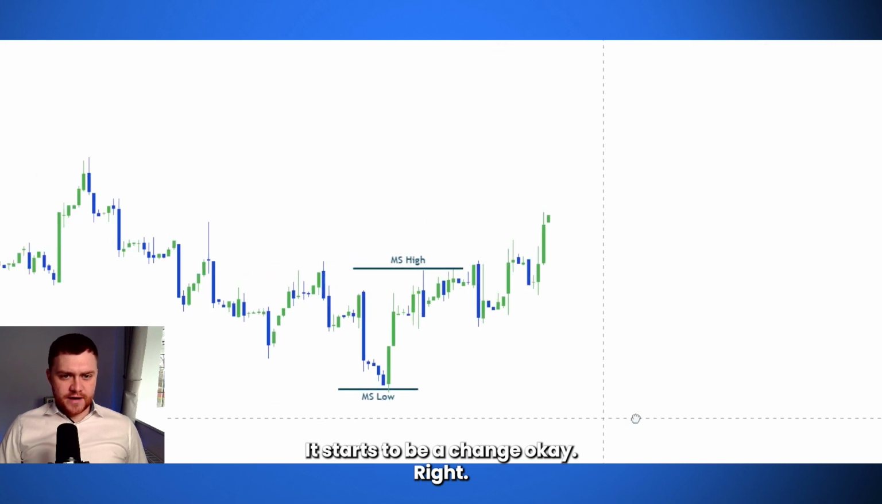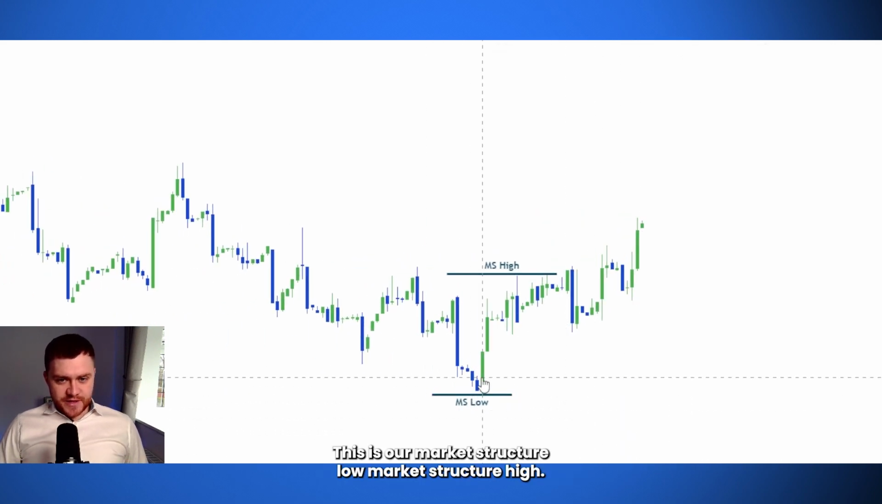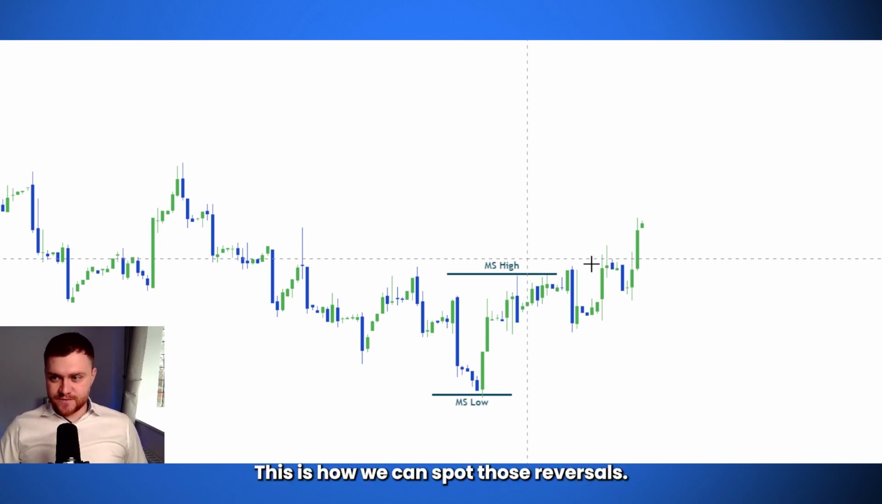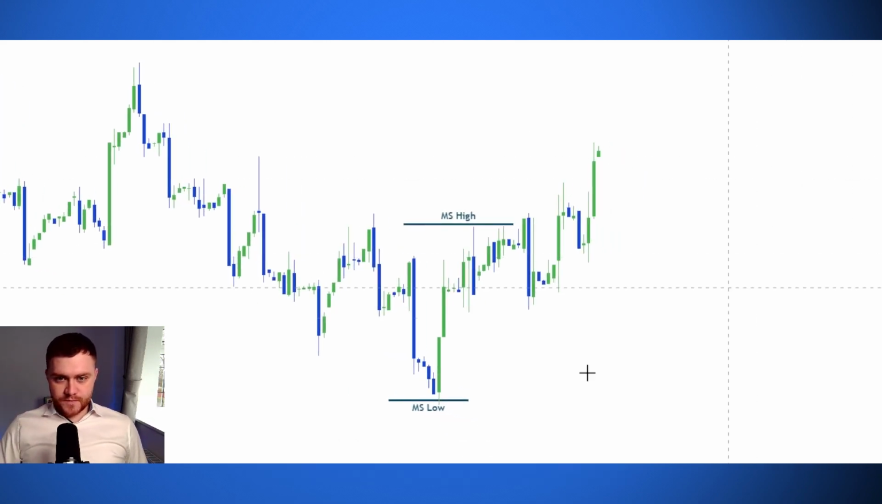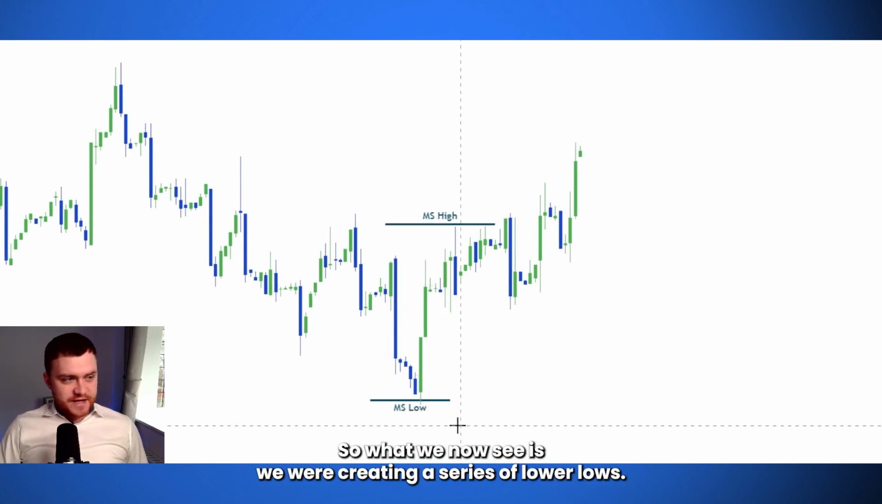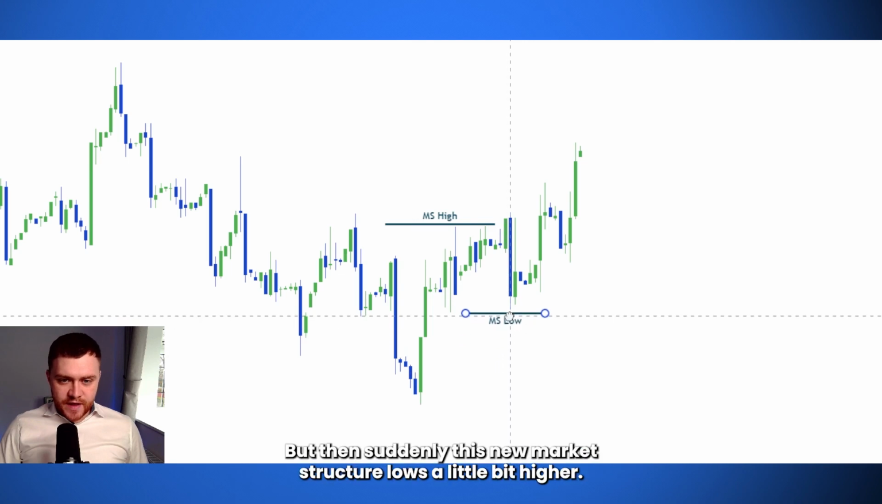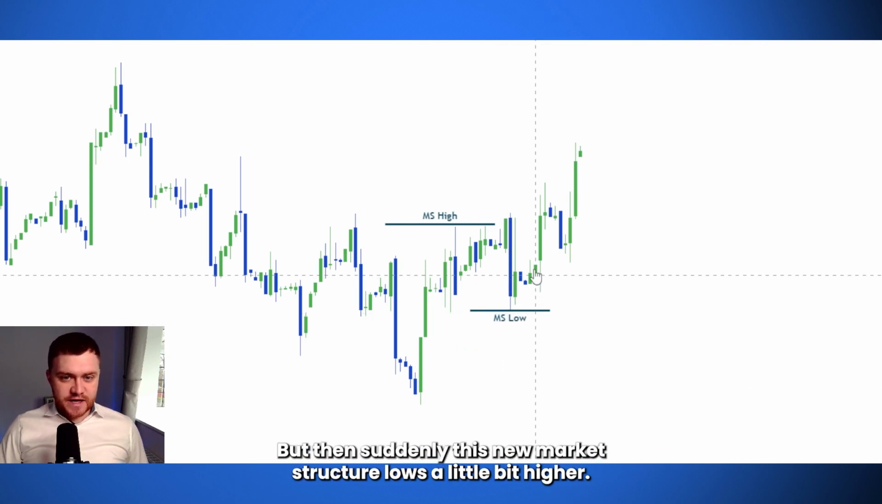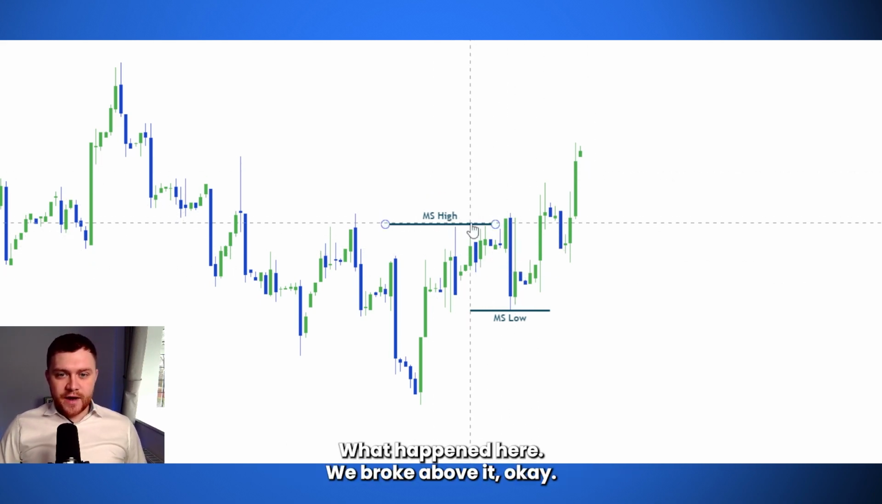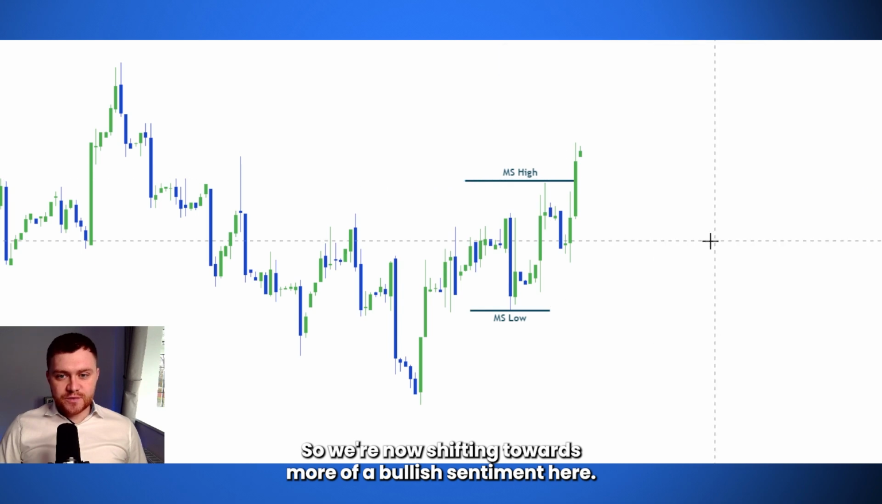Okay, right. So what's just happened here? This is our market structure low, market structure high. This is how we can spot those reversals. Let's zoom in on that. So what we now see is we were creating a series of lower lows, but then suddenly this new market structure low is a little bit higher. That's potentially a sign. This was the market structure high we had. What happened here? We broke above it. Okay, so we're now shifting towards more of a bullish sentiment here.